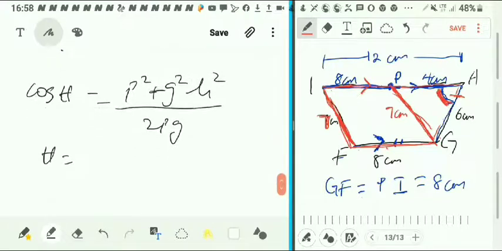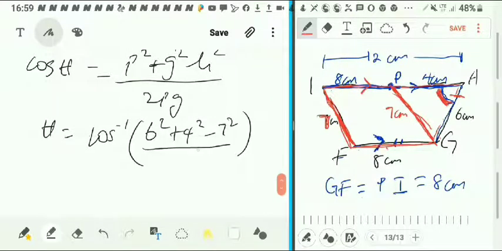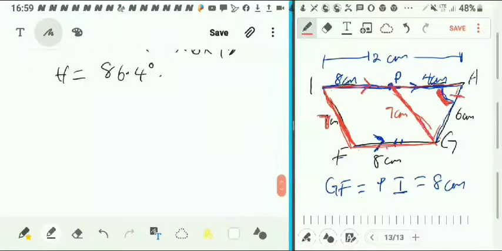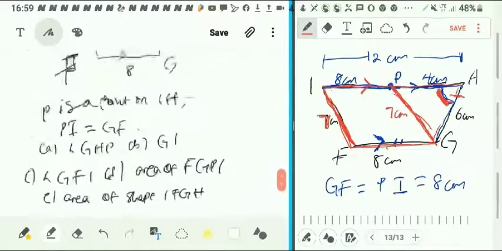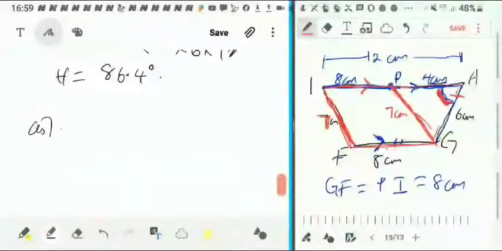So H will now be equal to what? Cos inverse of 6 square plus 4 square. I said I shouldn't be writing all this again, but maybe I'll just do this for the last time. So when you punch that in your calculator, you get H equals what? 86.4 degree. So we've answered question 1. The B question says calculate GI. To find GI.